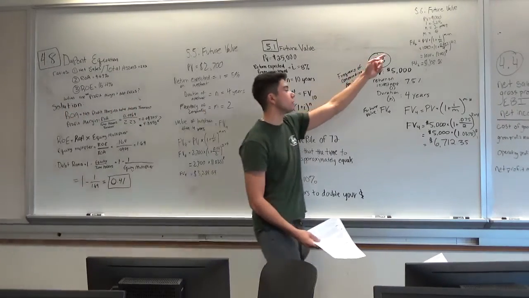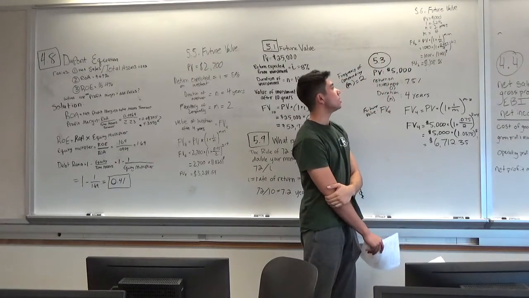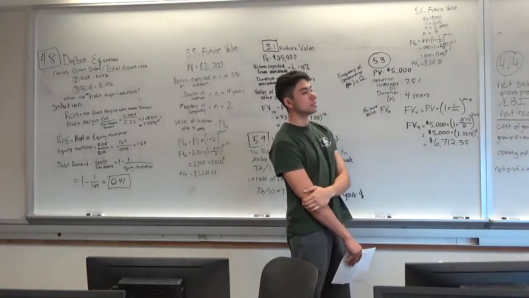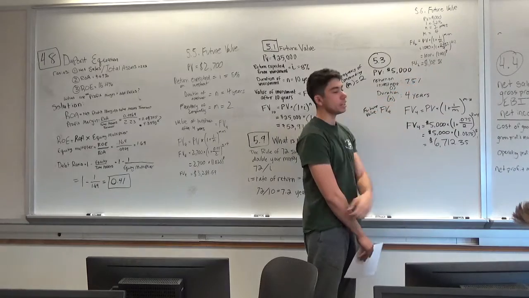And then the second one was the same problem, but just different numbers. It's 1,000 on the present value, 5.2% on the rate, 2 years, and it's compounded quarterly, so 4 times a year. You plug it all in, and it comes out to 1,108.86.